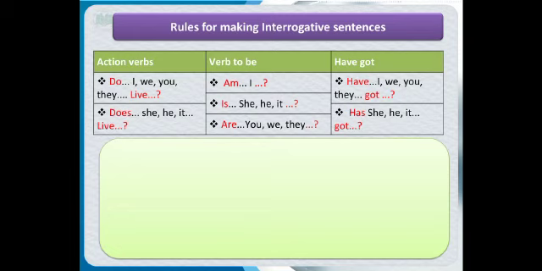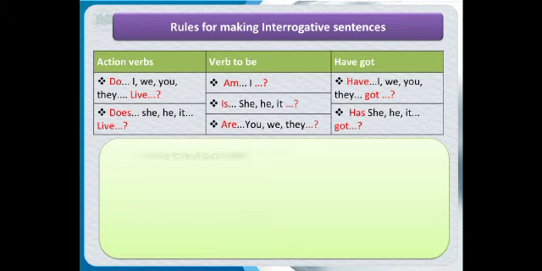To make the interrogative sentences, we are just going to put the verbs or the helping verbs at the start of the sentence. Do, then subject, and then live. But don't forget to put the question mark at the end of the question. Same with verb to be. Is, am, are will come at the start of the sentence, and at the end of the sentence you are going to add the question mark. Have got goes similarly. Have and has will come at the start of the sentence, and then you will complete your sentence and put the question mark.